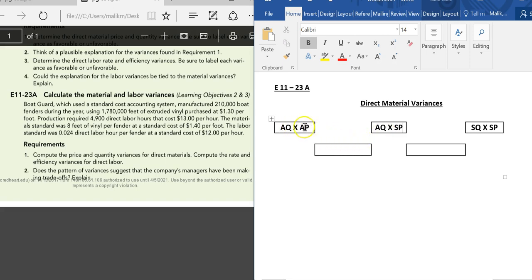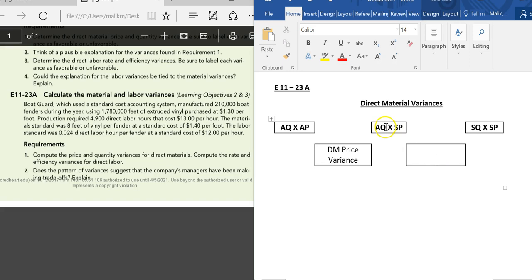Now if you compare this first and second box, you will see the main difference here is the price. In our first box we are using the actual price, and in our second box we are using the standard price. So here we will call it direct material price variance.